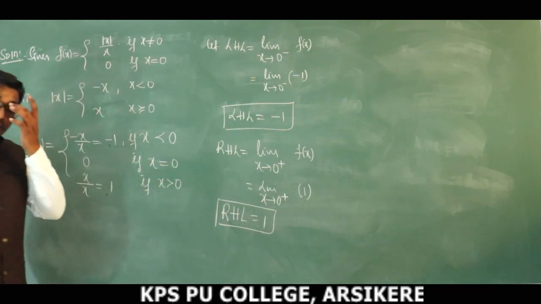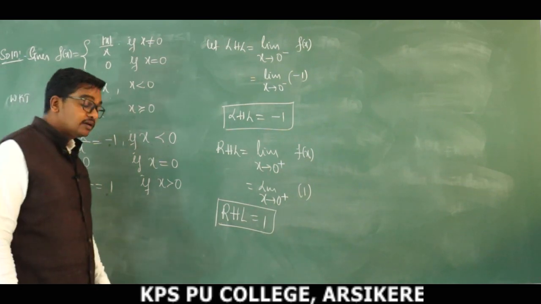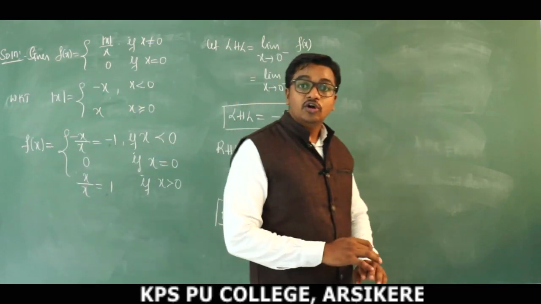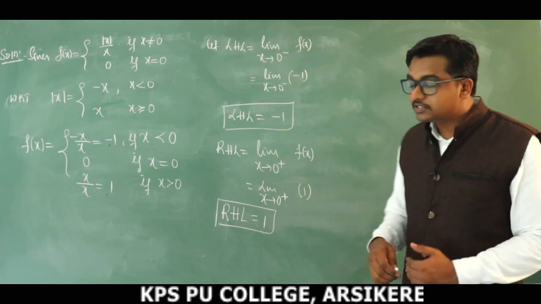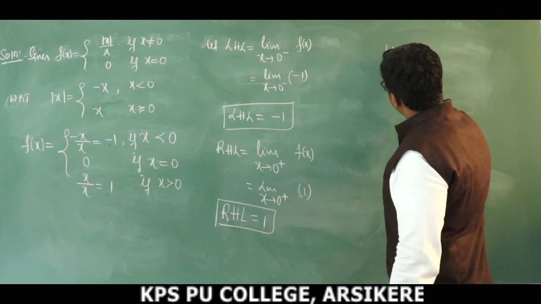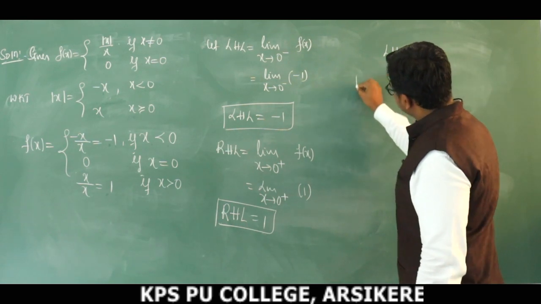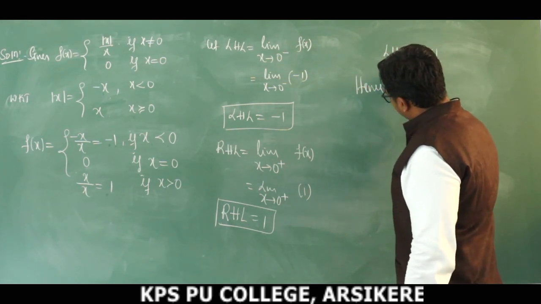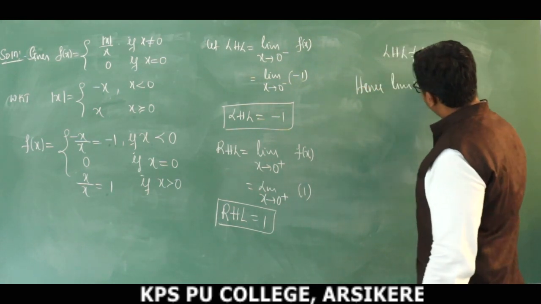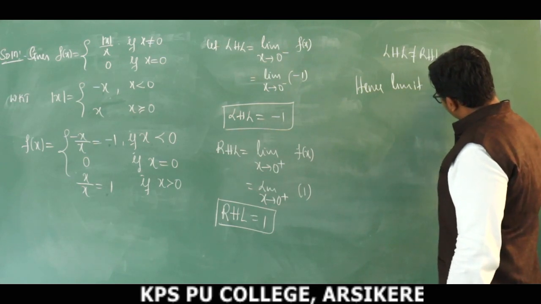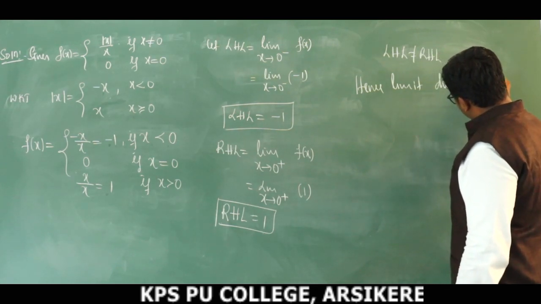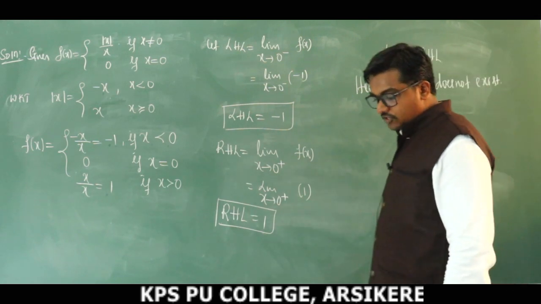Just observe here: LHL we have minus 1 and RHL is plus 1. So both are not equal. One is plus 1, another one is minus 1. Here LHL is not equal to RHL. Hence the limit does not exist for this function.